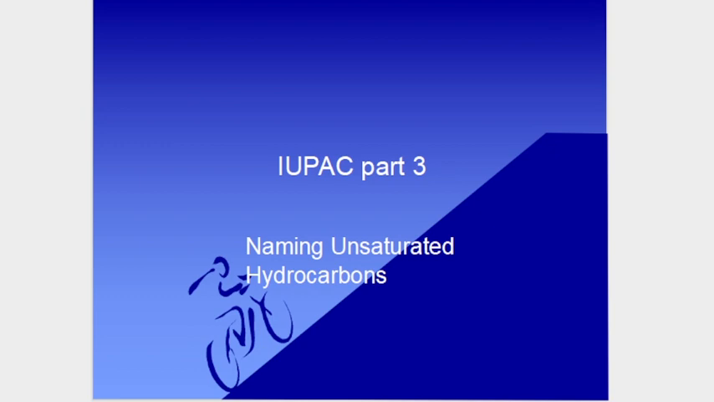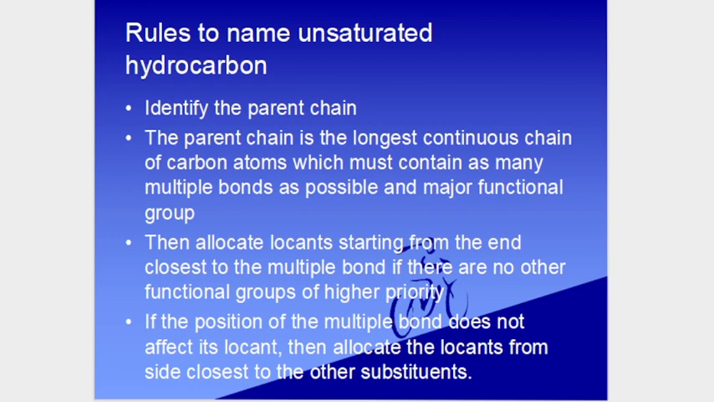Here we are going to be naming unsaturated hydrocarbons. So let's get into it. The rules for naming unsaturated hydrocarbons include, first off, identify the parent chain. Now, the parent chain is the longest continuous chain of carbon atoms, which must contain as many multiple bonds as possible and major functional groups.